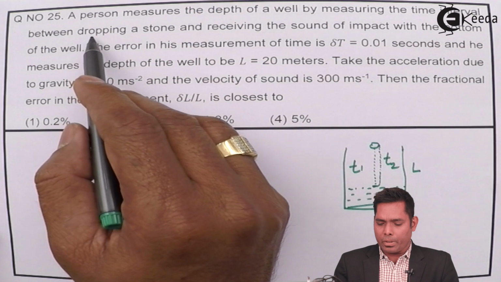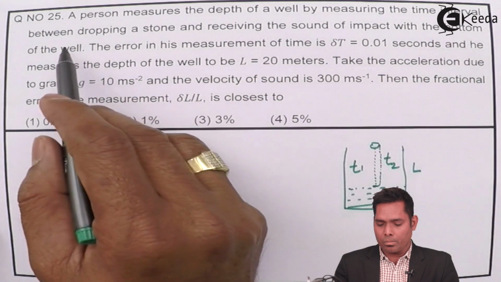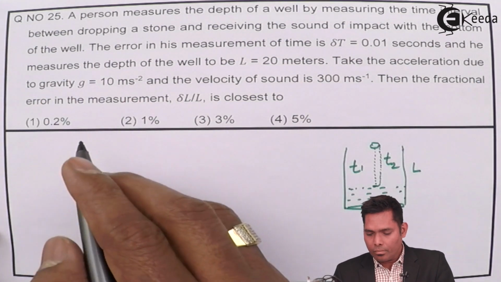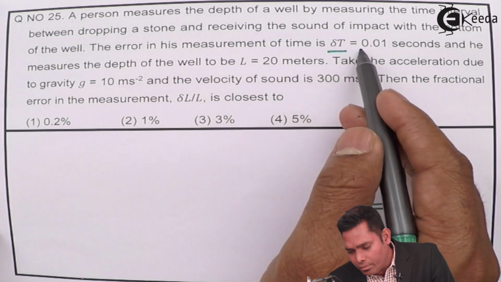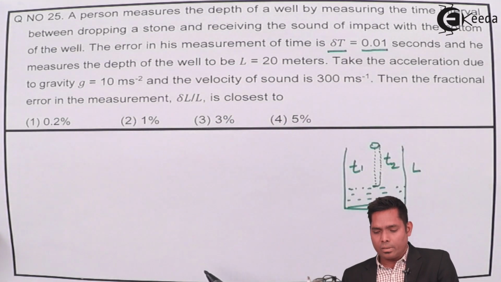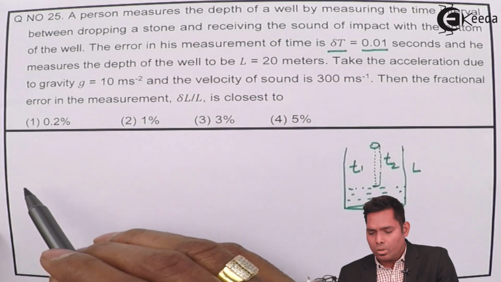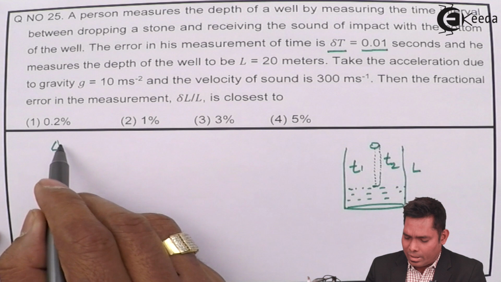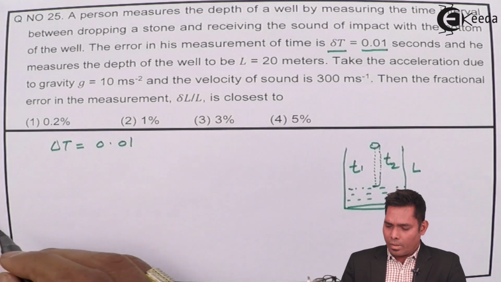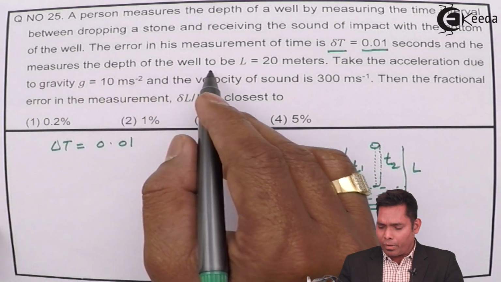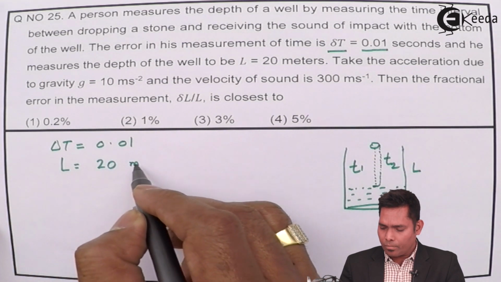He measures the time interval between dropping a stone and receiving the sound of impact with the bottom of the well. The error in this measurement of time is delta t, which is 0.01 second. He measures the depth of the well to be 20 meter.